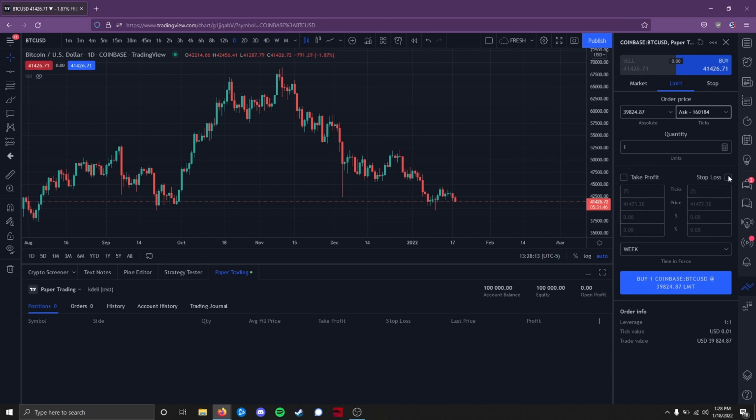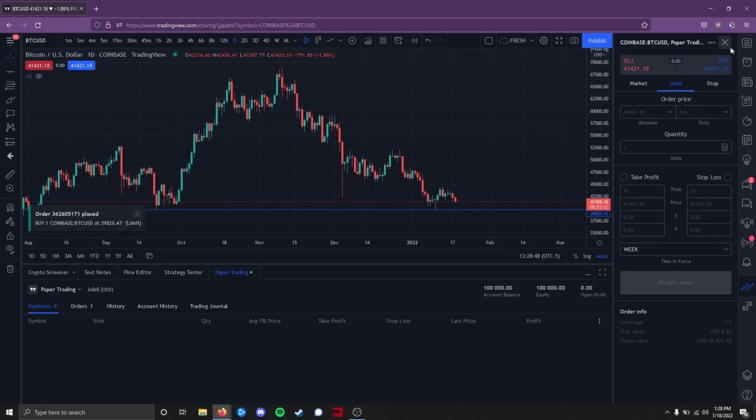We can alter these once the trade is in place, and we'll talk more about taking profits and how to set stop losses in our risk management section of our lesson. So for our purposes, here we see our order info, the leverage, 1-to-1, the tick value, and the trade value. So essentially, I am trading $39,828 worth of money.